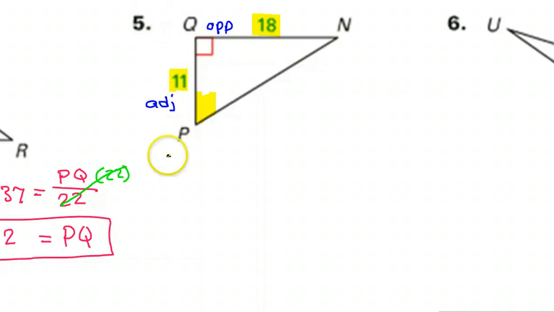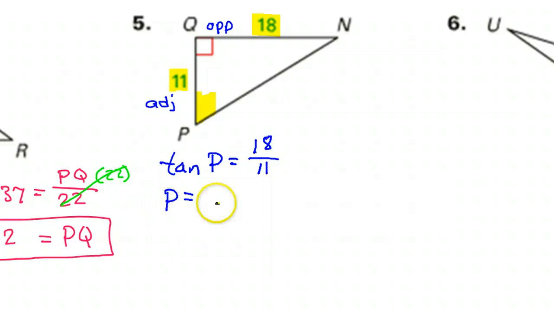Let's go ahead and set up the tangent function. We will say the tangent of angle P is equal to opposite over adjacent, so 18 over 11. Now if you want to find an angle and you don't already have one, then we are going to use the inverse trig function. You have to show this step. Don't just put it straight into your calculator. So the tangent of P is 18 over 11. That means P is equal to the inverse tangent of 18 over 11.